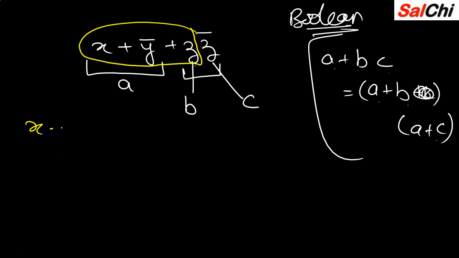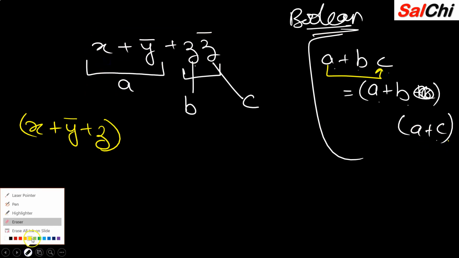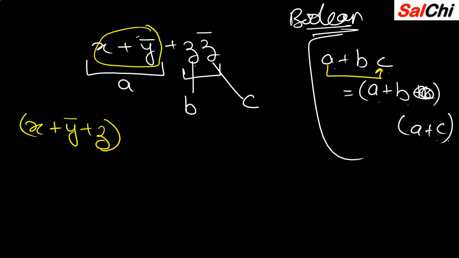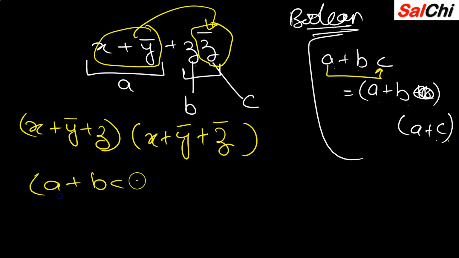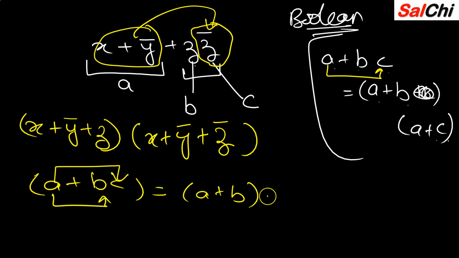Just take this off first. So it will be (X plus Y complement plus Z) in brackets, and then for C, I have to multiply. This is my C, so it will be (X plus Y complement plus Z complement). This is how you have to open. The simple formula is A plus B, and then A plus C. This is the formula and this is what I have done.